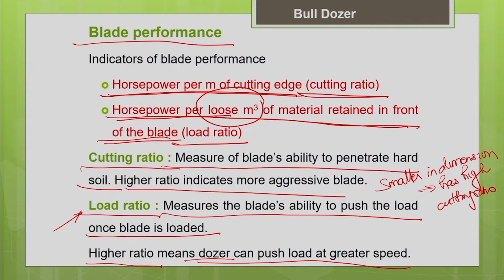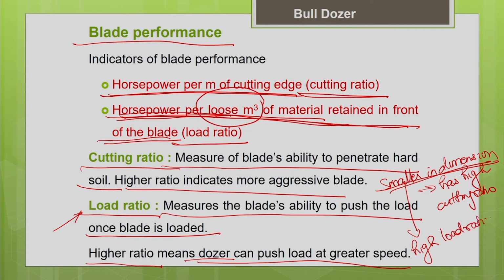That depends upon the type of the material which we are going to push, and also upon the type of blade. As mentioned, it is horsepower per loose meter cube of material. If the blade is smaller in dimension, there will be more concentration of power per meter cube of material in the front of the blade. So, those blades can easily push the material. Smaller blades will also have high load ratio.